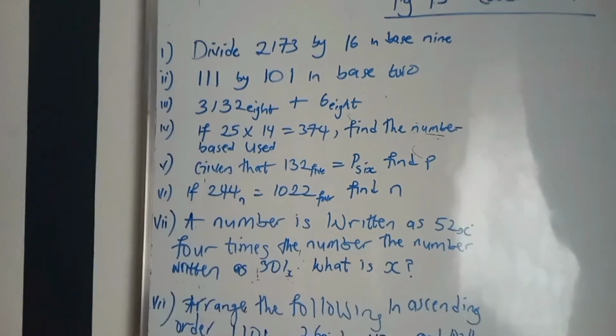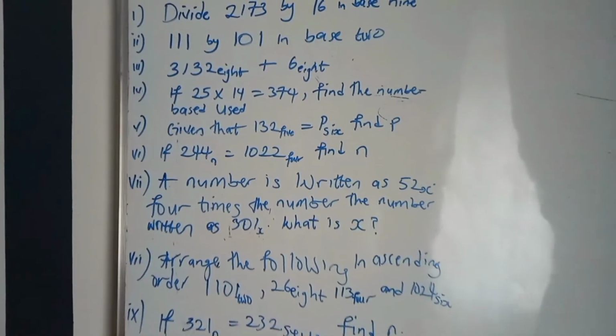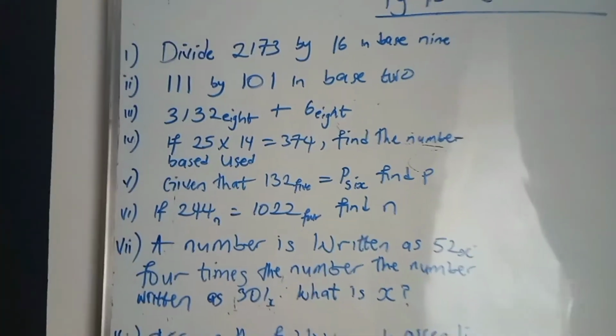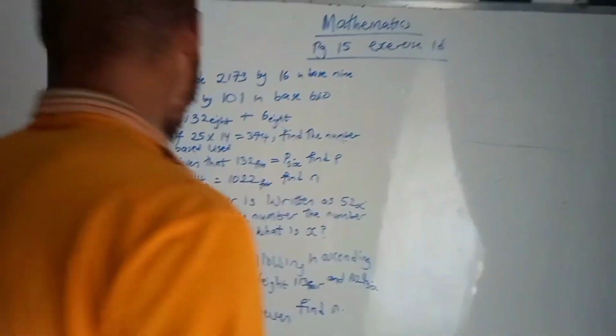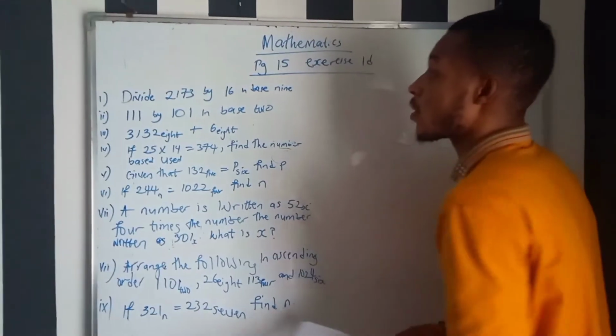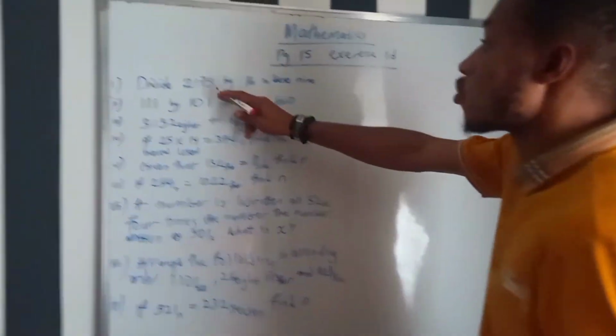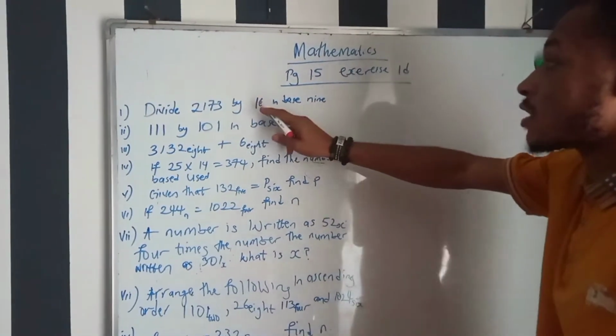Without wasting our time, I will start solving. Just look at the question very well and check if actually it's the same with your own. Okay, let's go straight to the point here. It says you do what? Divide. Number one says divide 2173 by 16 in base 9.